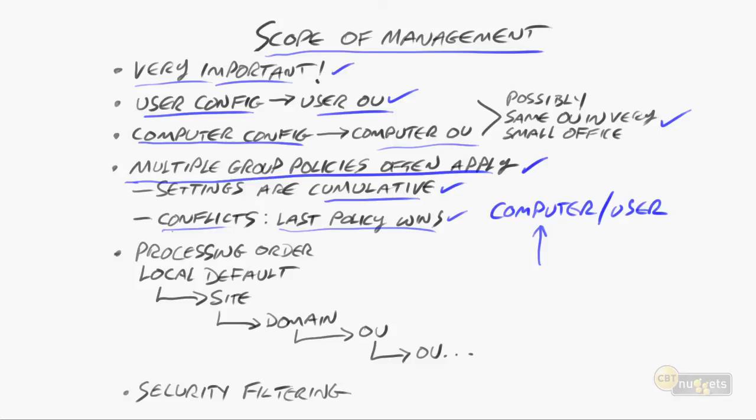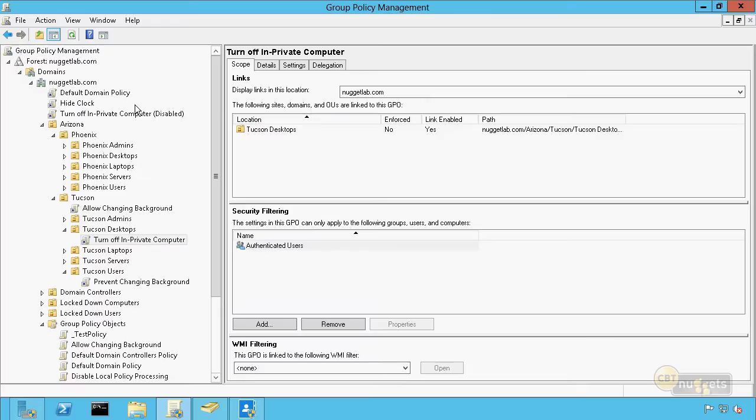So, by way of example, let's go ahead and take a look at what policies we have in place. I think I may have switched a couple things around here, so let me review them with you. On the domain level, besides the default domain policy, we're hiding the clock. And look at this, we're turning off the in private computer disabled. What does that mean? Since we've disabled the turn off, that's kind of a double negative, that means they can use in private Internet Explorer throughout the domain.